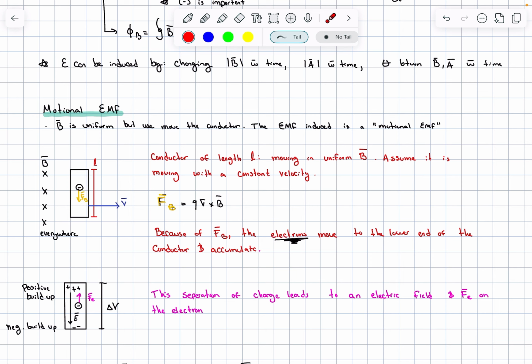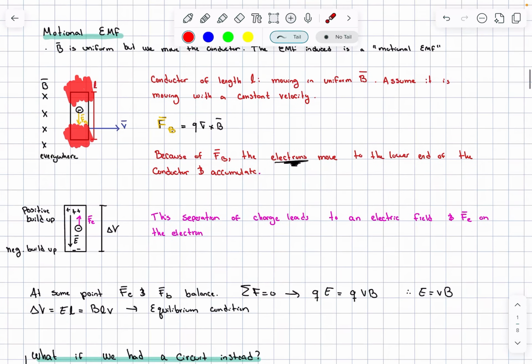Because we have this force pulling all these negative charges down, the negative charges will start accumulating here and the positive charges will start accumulating here. That's what we see here. Then we have this distribution of charges like we've seen with capacitors. Because we have positive here and negative here, we have a potential difference between them. We also have this electric field. Because of this electric field, our negative charge is going to experience an electric force in the opposite direction.